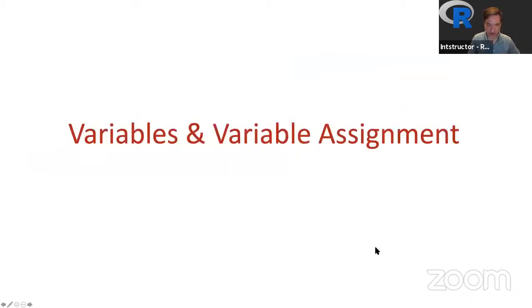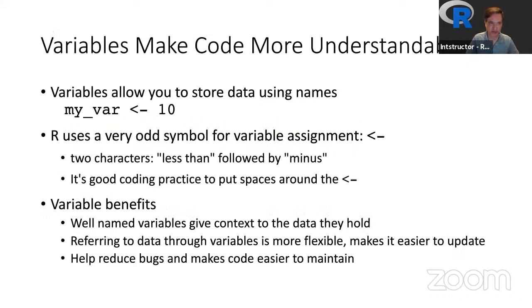We're going to talk about one of our first important concepts here. It's the idea of variables and assigning variables. Variables make your code more understandable. An idea behind a variable is essentially taking some kind of name and being able to assign a value to it. This is just a very simple example, but in this line of R code, I'm creating a new variable called my_var.